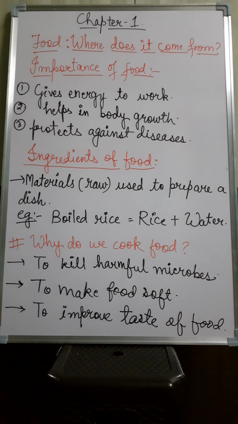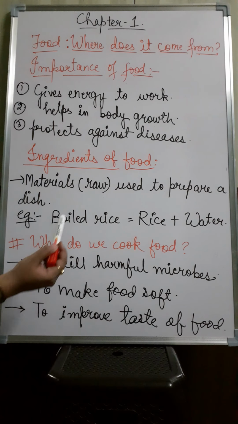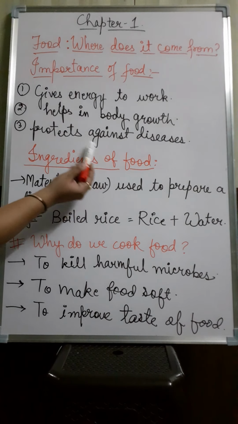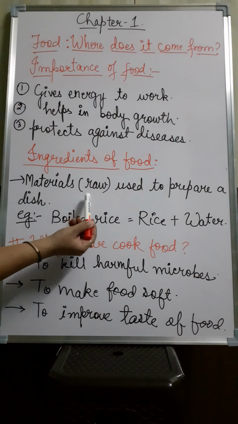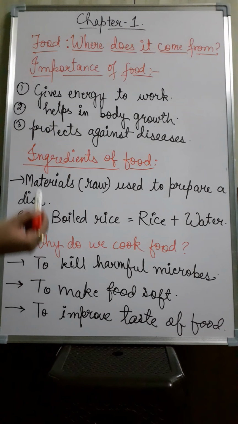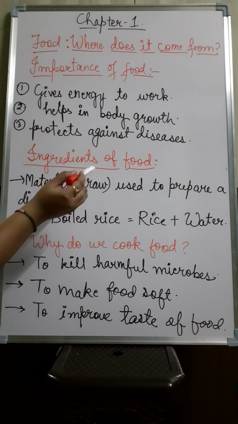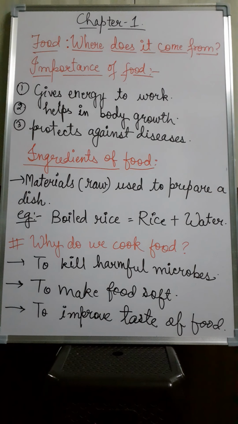And remember, students, from where do we get the food? We get the food from the plants. Plants are known as autotrophs, or the producers, because they prepare their food by the process of photosynthesis. Now, for the preparation of food, we need some raw materials. So what are these raw materials known as? These raw materials are known as ingredients. Ingredients of food are the raw materials which are used to prepare a dish, and these raw materials, these ingredients, are responsible for whether a dish will become tasty or not.